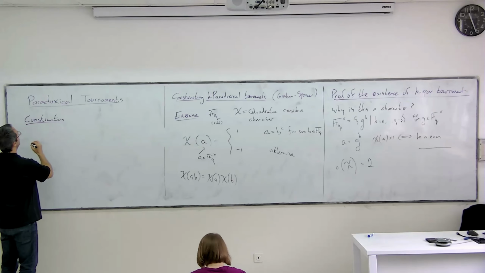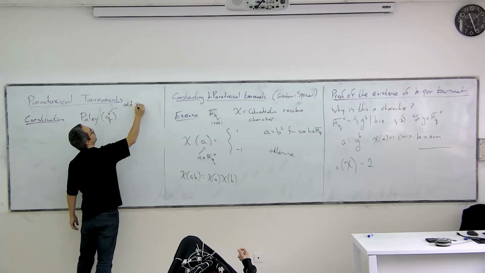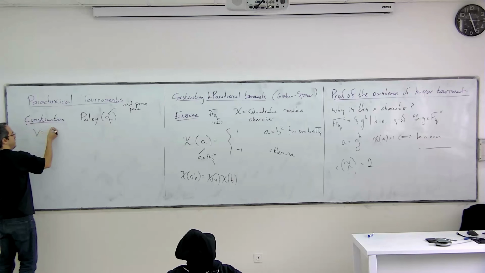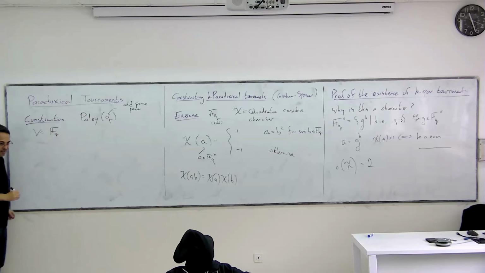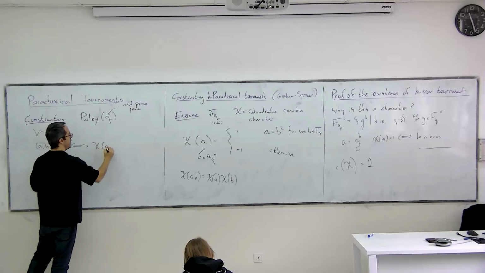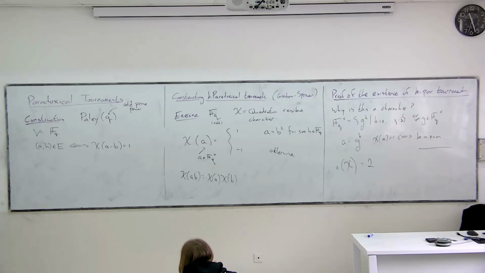It's called the Paley tournament. So q is again an odd prime, or an odd prime power if you want. That's a graph. The vertex set is, as you expect, the finite field, and you have an edge from A to B exactly when chi of A minus B is 1.